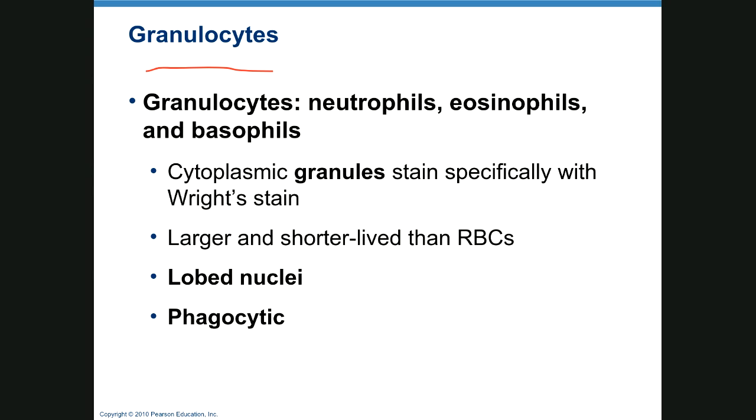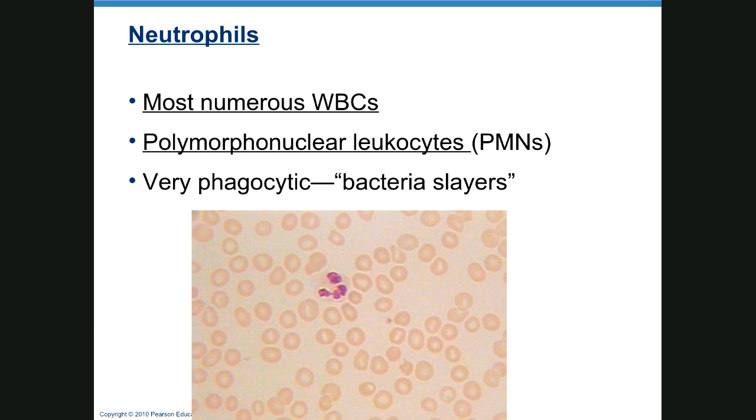Granulocytes are your neutrophils, eosinophils, and basophils, and they're called granulocytes because when stained with the right stain, which is the proper stain to stain blood with, cytoplasmic granules can be seen. They're generally larger and shorter lived than red blood cells. They have lobed nuclei and they're phagocytic. They eat stuff that needs eating. This is a neutrophil right here. They're also called polymorphonuclear leukocytes and eat stuff, bacteria particularly.